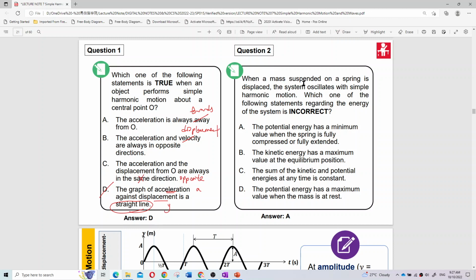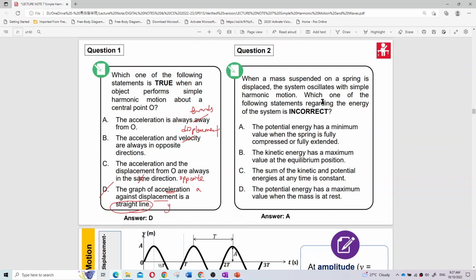When a mass suspended on a spring is displaced, the system oscillates with simple harmonic motion. Which one of the following statements regarding the energy of the system is incorrect? Okay. Mass suspended on a spring is displaced. The spring oscillates with simple harmonic motion. Which one of the following statements about the energy of the system is incorrect?